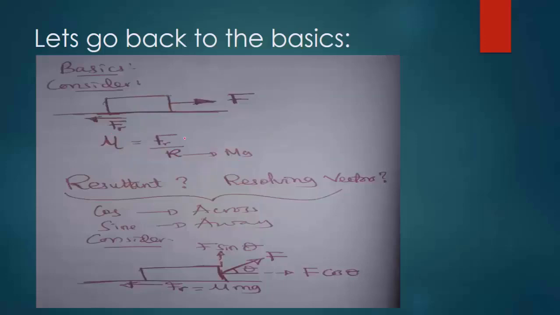So eventually here acceleration will be caused by F minus FR, friction force, is equal to mass times acceleration. So to make it even sound better, F minus coefficient of friction times mass times gravity, okay, because this is the friction force.